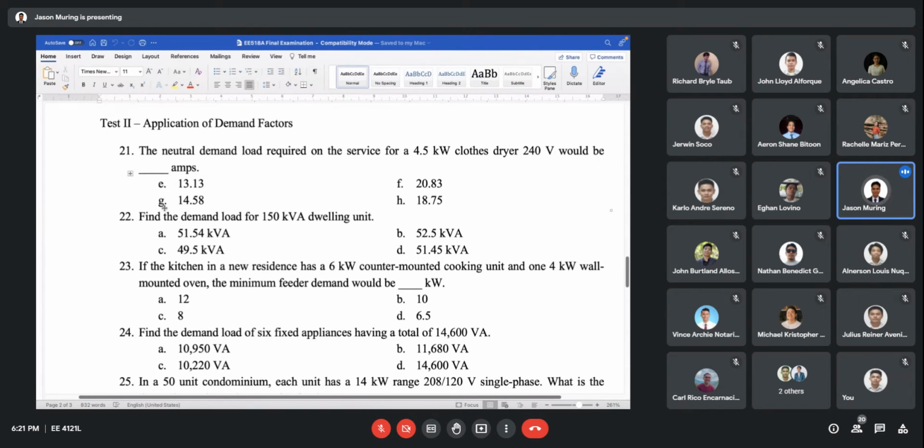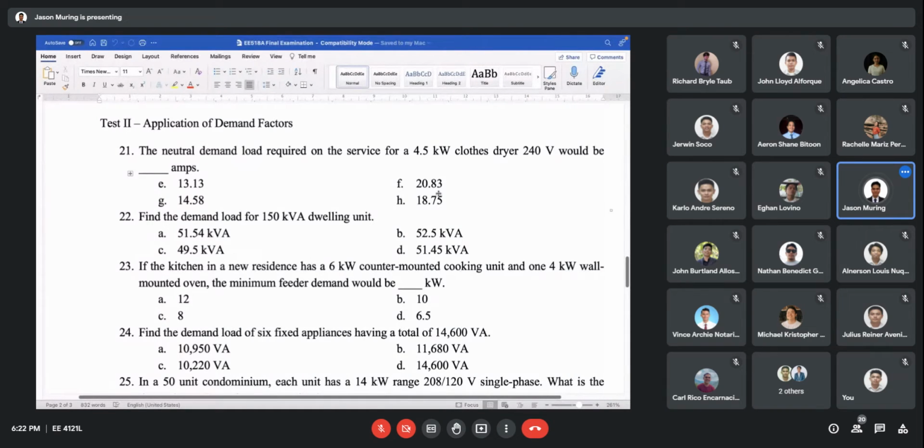So supposedly, among the choices A, B, C, D, probably this is letter C. This is your answer, 14.58. Then what if we forgot to recall the section in which we have to use the larger of the two, 5,000 or the nameplate rating? We just automatically use 4.5. So 4.5 divided by 240, I have here 18.75.